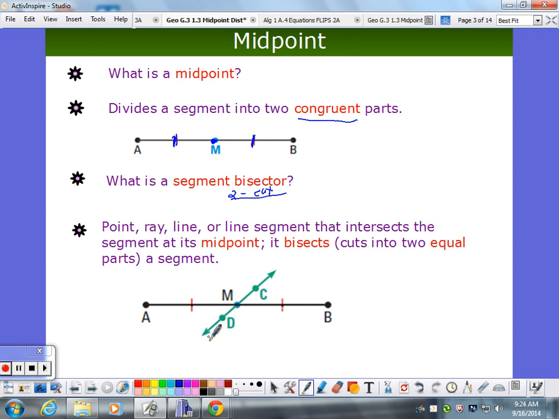So it can be a line, it can be a point, it can be a ray, it can be a line segment, and it intersects a segment such that you're getting two congruent pieces. It intersects at the midpoint, the bisector. So you need to know that word, important to know what a bisector is. Questions about a bisector?